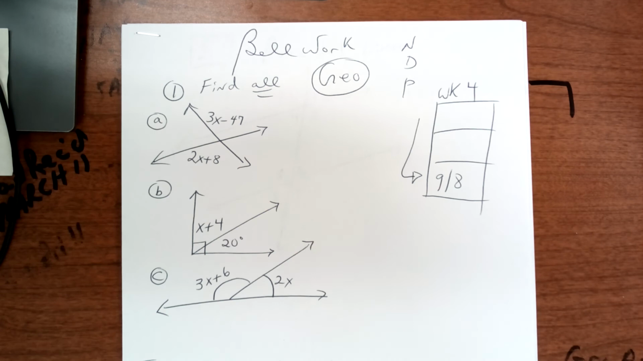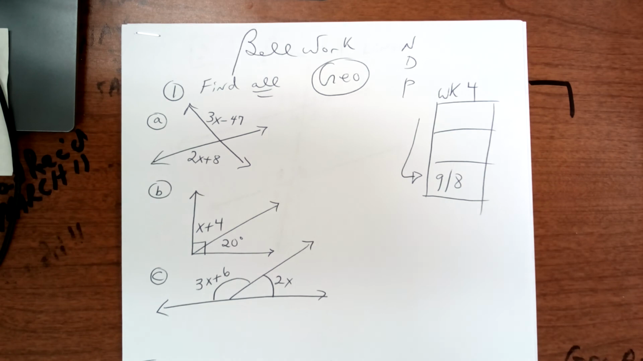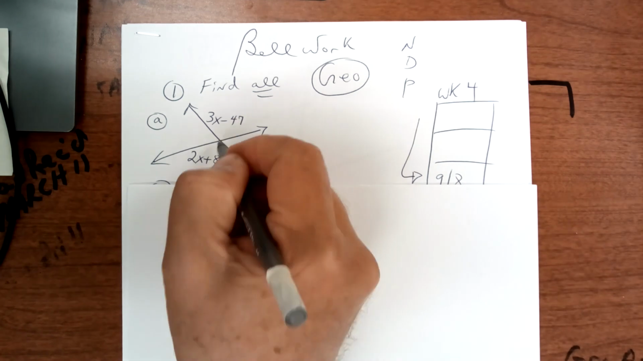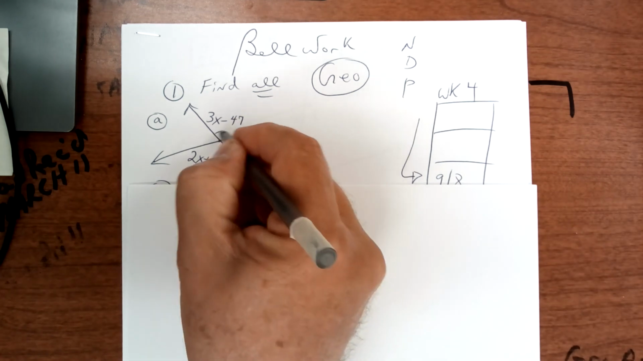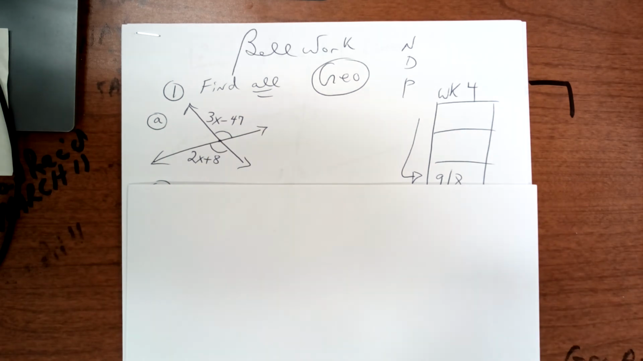Let's take a look at this bell work here. Now pay attention because we're actually going to be starting a new chapter today. All this is on the EOC, so learn it now. We talked about two lines intersecting at a point. One point, that's right here. This upper angle and this bottom angle are called vertical, and vertical angles are always equal, okay?